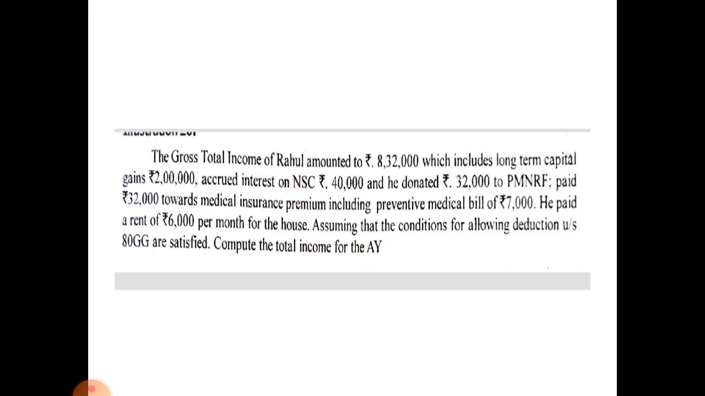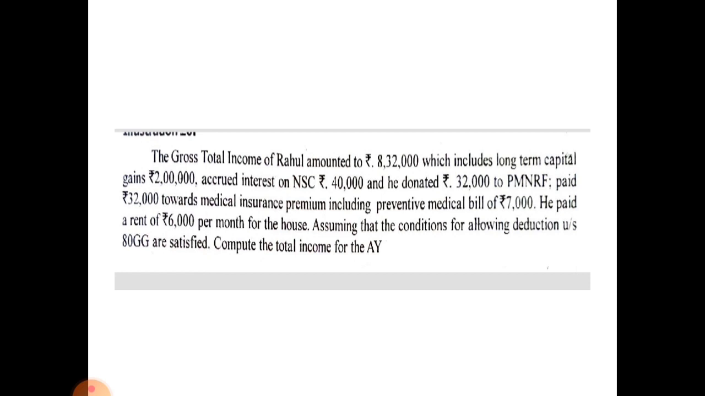The gross total income of Rahul amounted to rupees 8,32,000, which includes long term capital gain of 2 lakhs rupees. Next, accrued interest on NSC 40,000 and he donated rupees 32,000 to Prime Minister's National Relief Fund. Paid 32,000 towards medical insurance premium including preventive medical bill 7,000 rupees. He paid a rent of 6,000 per month for the house. Assuming the conditions for allowing deduction under section 80 GG are satisfied, compute the total income for the assessment year 2020-21.